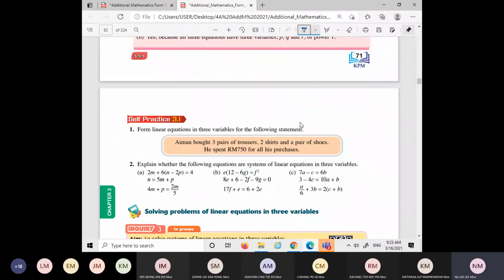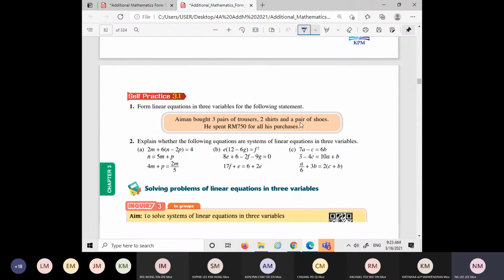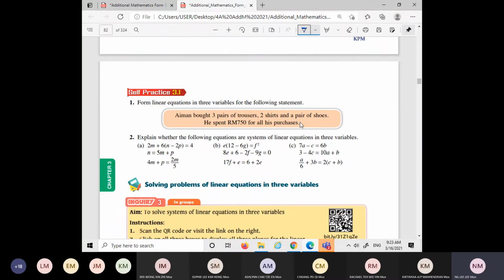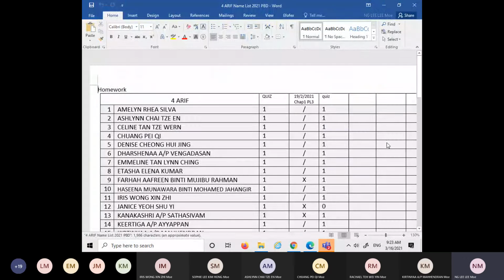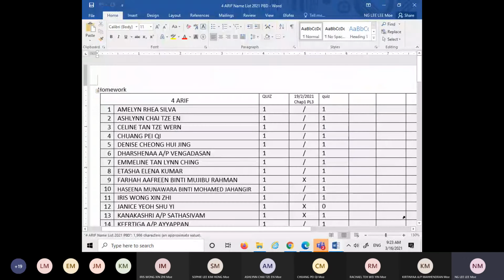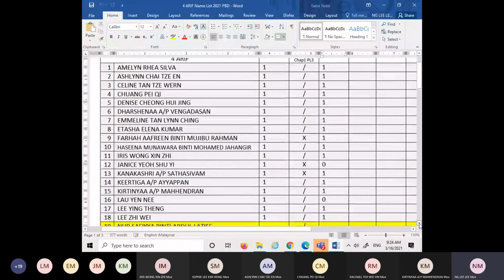This exercise we will just go through verbally, so you don't have to do it. Form a linear equation in three variables for the following statement. Anyone want to try? Okay, maybe I let Janice try again.